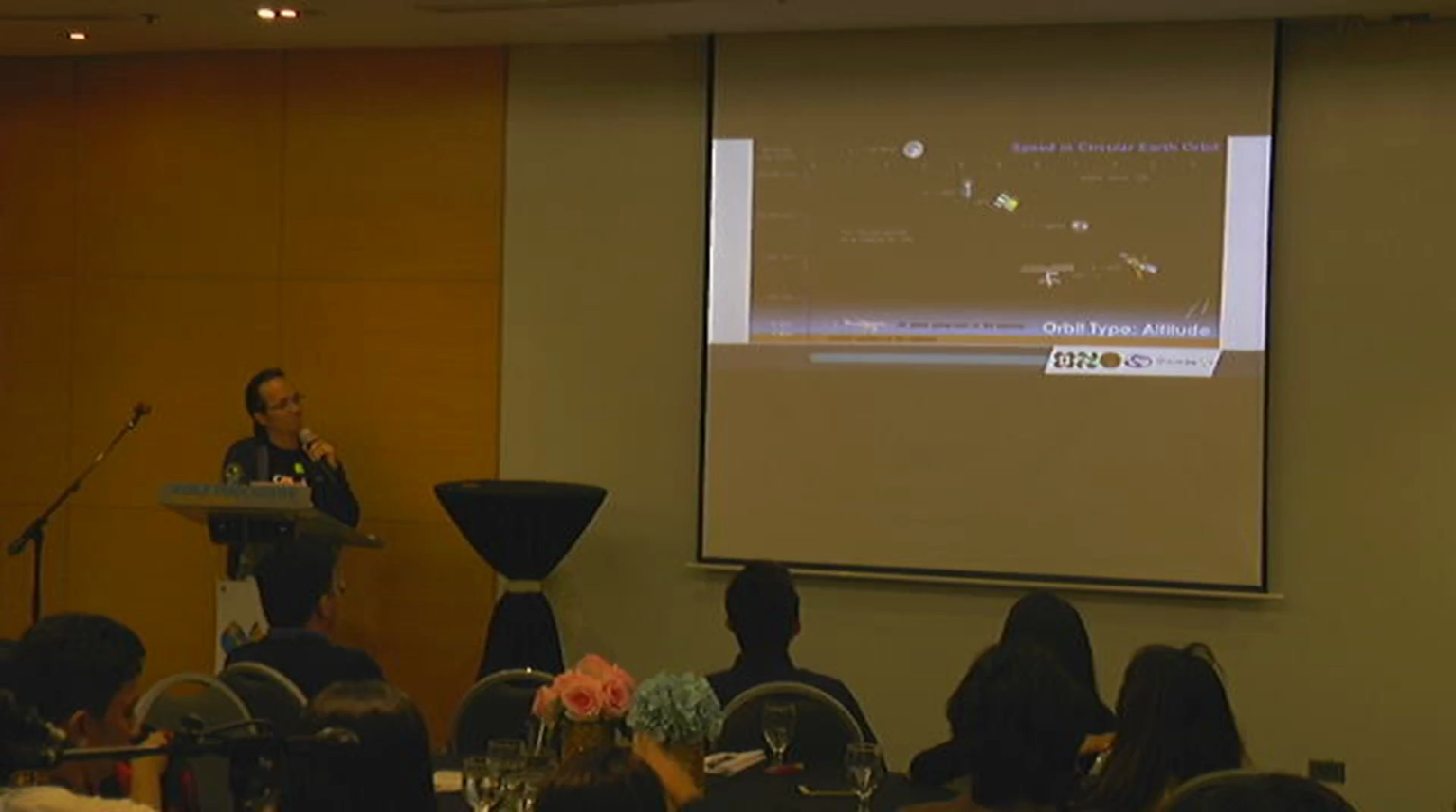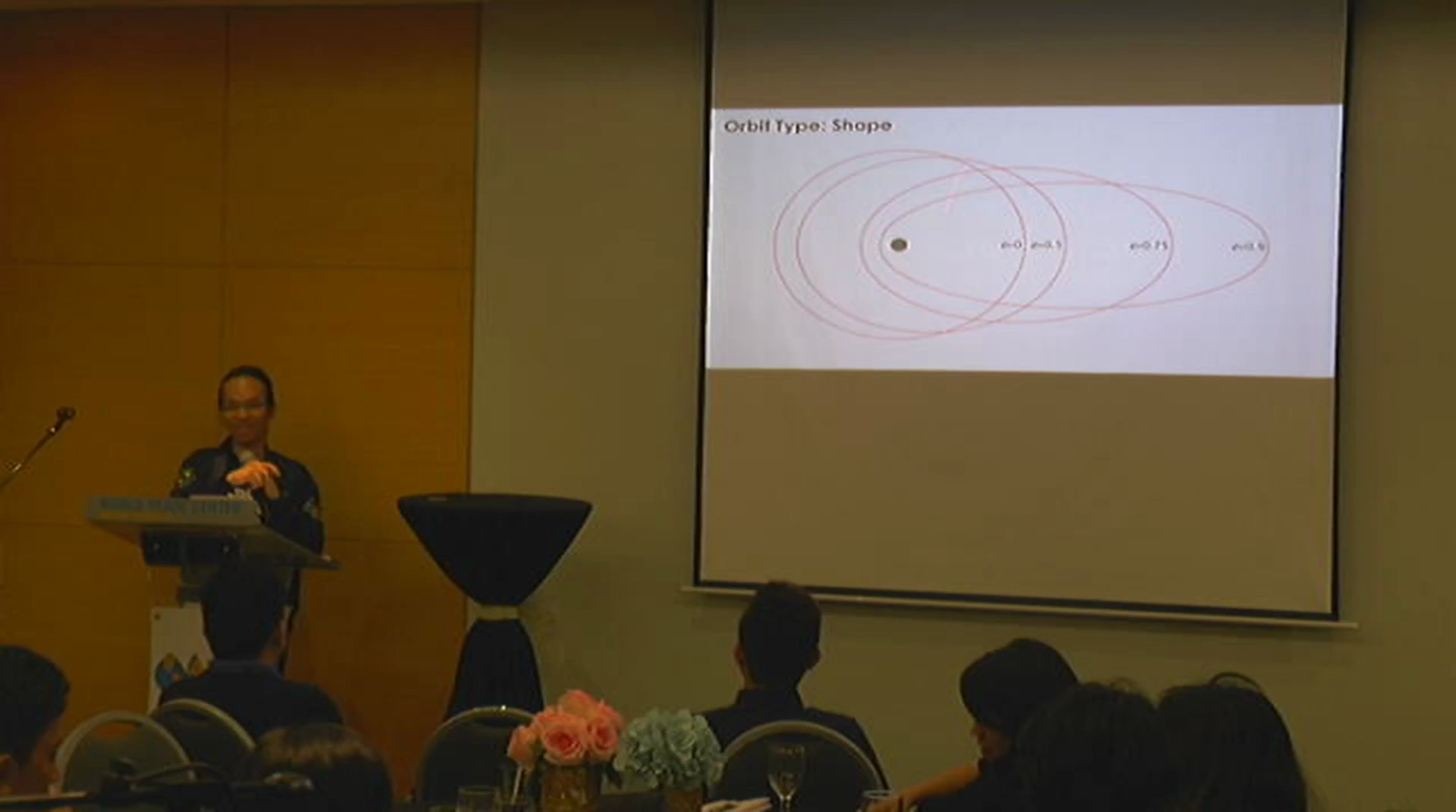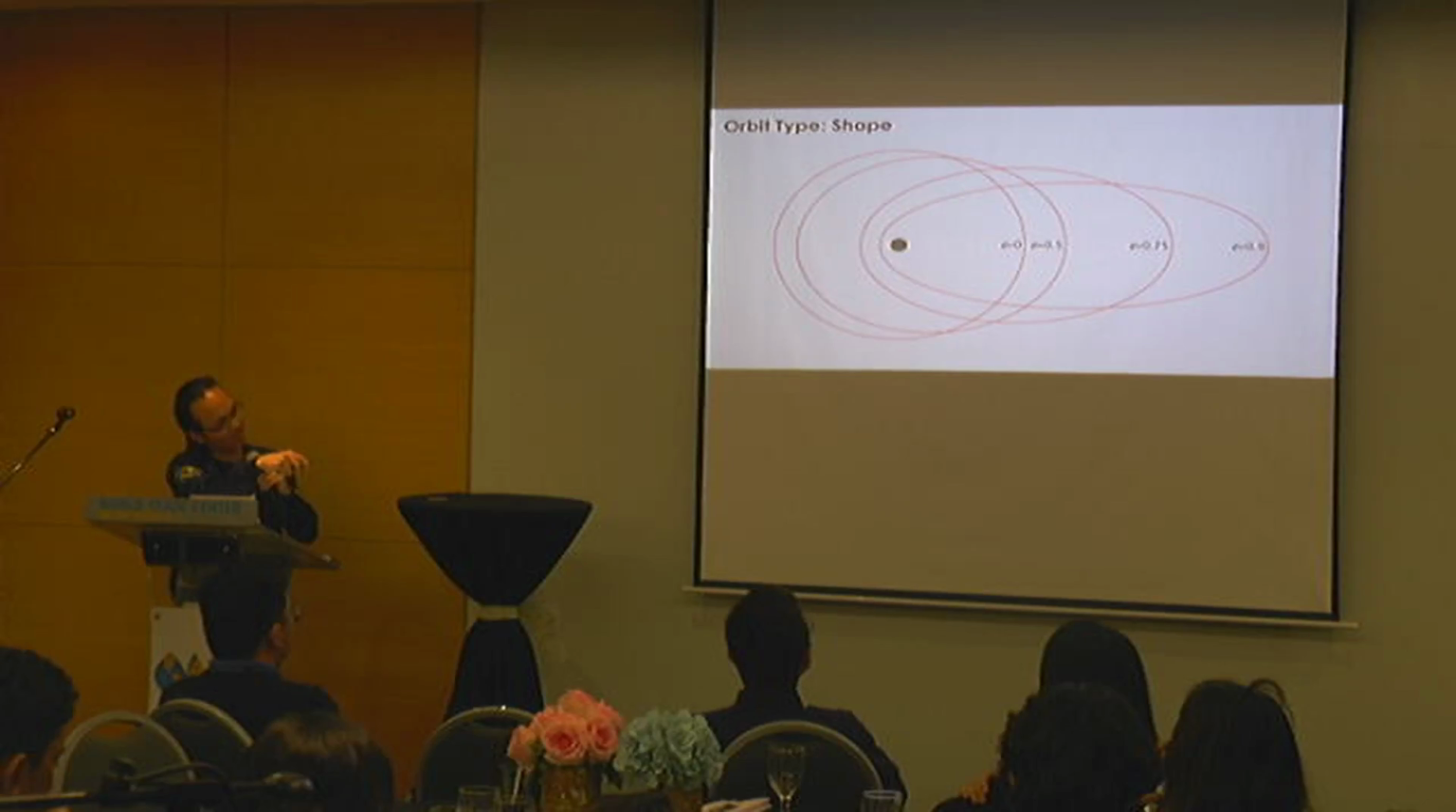Tapos ito naman, yung next classification is you can also classify their orbits by yung shape. So, yung circular orbits, tapos yung E. Nag-geometry naman kayo? So, E, eccentricity. So, yung deviation niya from the circle. So, a perfect circle has an eccentricity of 0. Tapos, as it becomes more eccentric, tumataas yung ano.